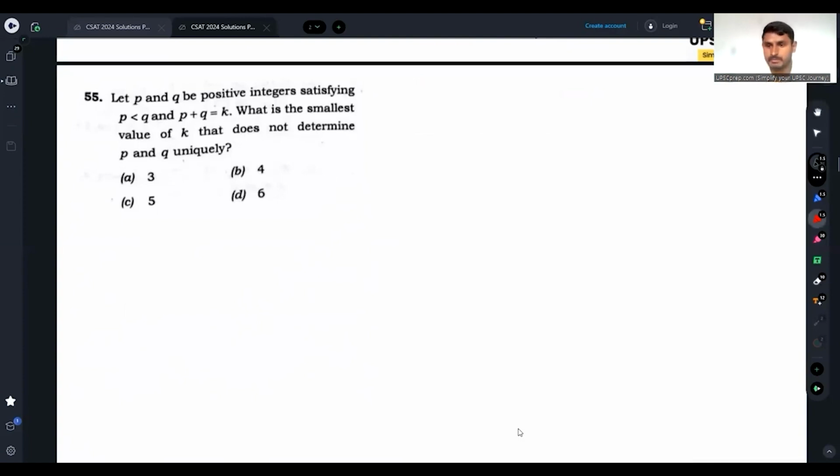See this 55th question. Let P and Q be positive integers satisfying P is less than Q and P plus Q is equal to K. So we know that P is less than Q and the addition of P and Q is K, right? What is the smallest value of K that does not determine P and Q uniquely? Okay, we have to find out what can be the smallest value of K such that we will not be able to determine what should be the value of P and what should be the value of Q.